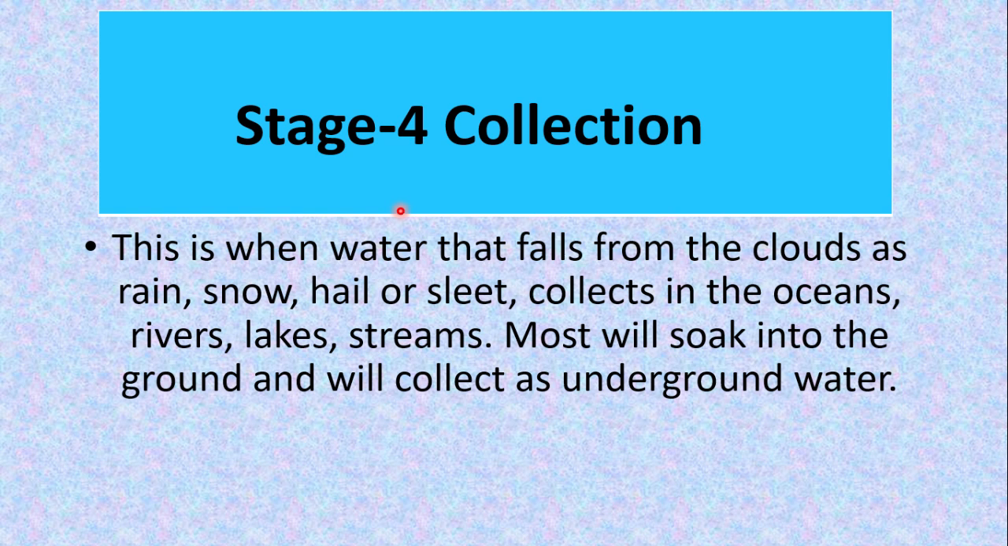Our fourth stage is named as collection. This is when water that falls from clouds as rain, snow, hail or sleet collects in the oceans. Now the water which comes on the earth in the form of rain, or during the precipitation process, where does this water go? This water enters the oceans, rivers, lakes or streams. Some, or most, will soak into the ground and will collect as underground water. This is also named as aquifers, and sometimes this is used as the source of drinking water in many countries.